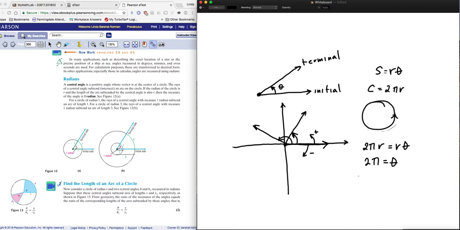But I also know that once around the circle is 360 degrees. So that gives me a conversion ratio. 2 pi is 360 degrees. Now, if I divide both sides of this by 2, I can simplify this ratio a little bit. Pi is 180 degrees. And this is our conversion factor. This is what we're going to be using to convert between degrees and radians.